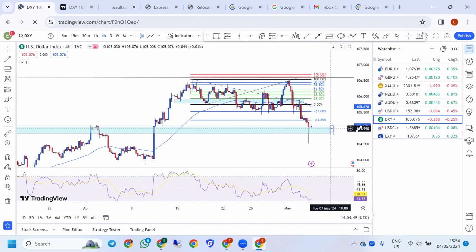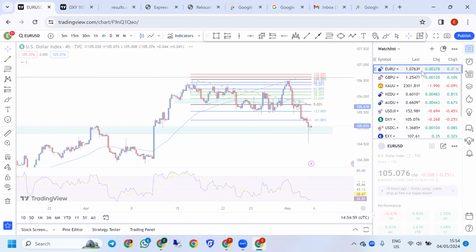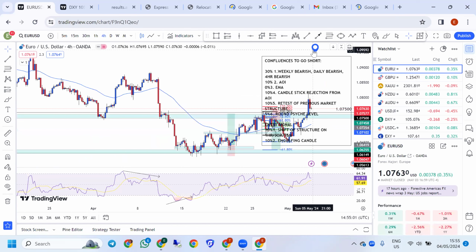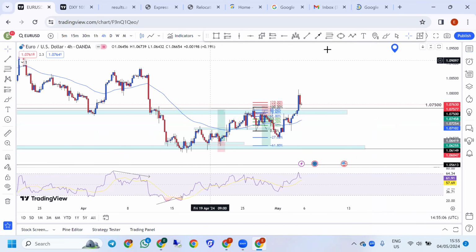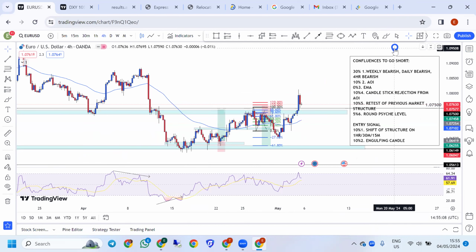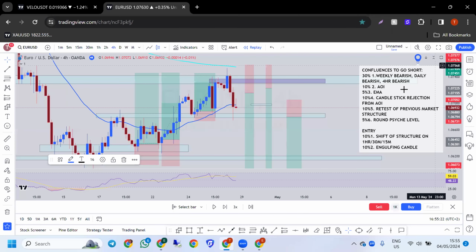You see, even our dollar, we marked this chart the last 2 weeks. Now the dollar is right here. Then Euro USD. I think, yeah, this is where I marked the chart for last week. Good, fine. Bearish, bearish, bearish. Yeah, because I was wondering why this place was showing me confluences to go long.